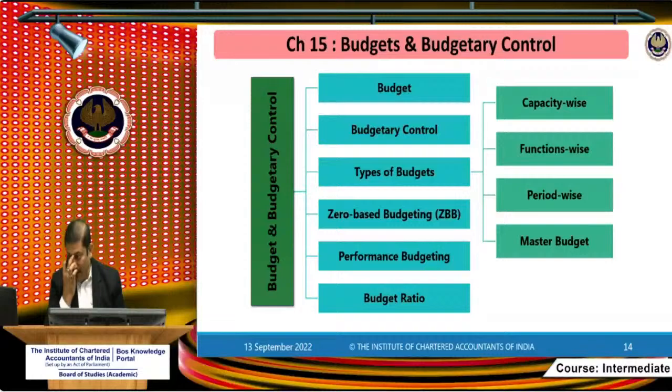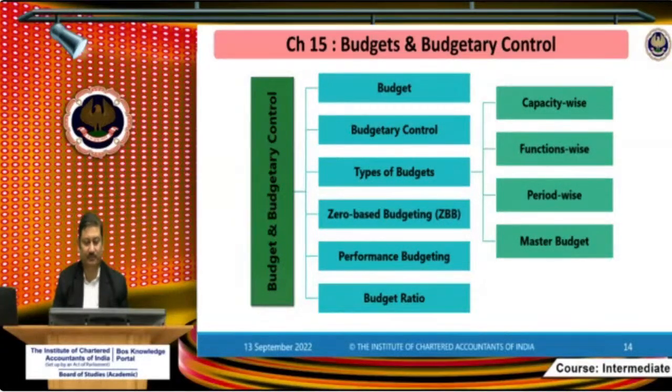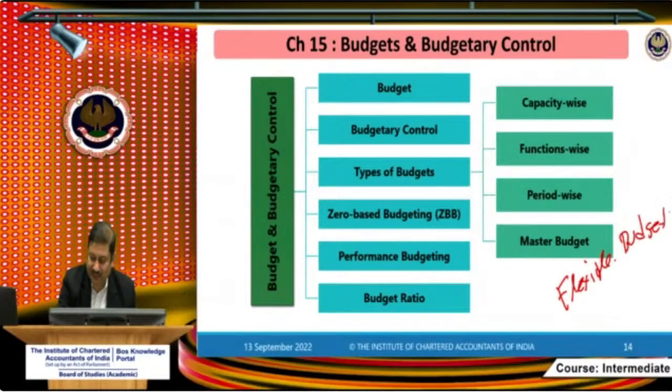Since we don't have a lot of time, but we'll try to cover many things. Now straight away we'll go to budget and budgetary control. Budgetary control has various concepts, but what you need to mainly focus on is the flexible budget. How can we calculate the flexible budget?